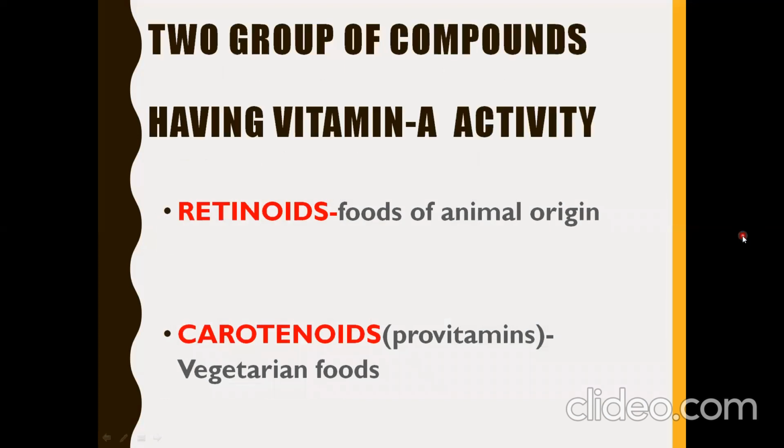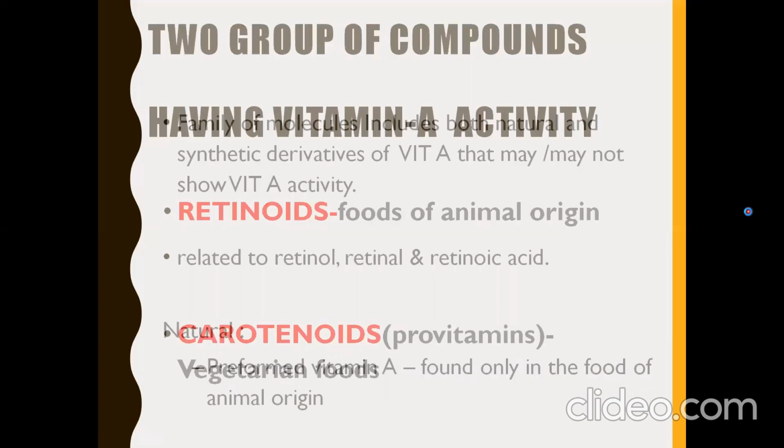So there are two groups having the vitamin A activity. One is the retinoid form. The second one is the carotenoid form. The retinoids are the preformed vitamins. They are derived from animal foods, of animal origin. While the carotenoids occur as a provitamin form of vitamin A. They are found in vegetarian foods. So the two groups of compounds with the vitamin A activity are retinoids and carotenoids. Retinoids are derived from animal origin, and carotenoids from vegetarian origin.